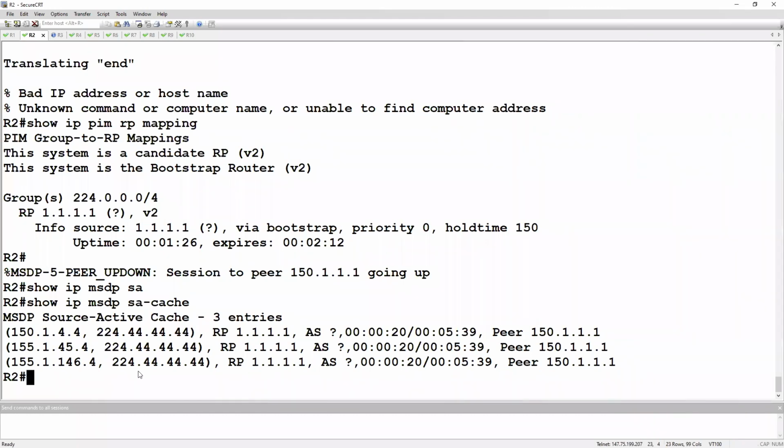So now if someone wants to join the tree, we know that we have these particular senders that are sending to this particular group. So it effectively allows you to do active-active forwarding.